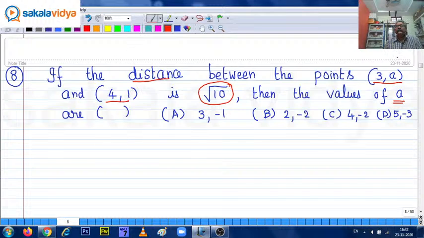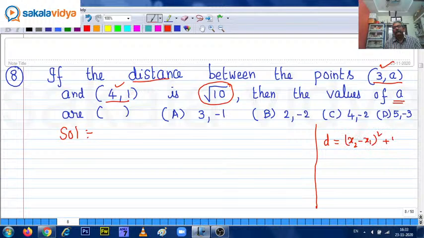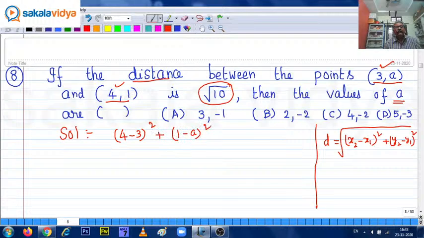So now, we need to find the distance between (3, a) and (4, 1) with the help of the distance formula. Let me write the distance formula. d is equal to the square root of (x2 minus x1) square plus (y2 minus y1) square. This is the distance formula. So now we can write: (4 minus 3) whole square plus (1 minus a) whole square. Even d square you can write, without the square root, equal to root 10 square.